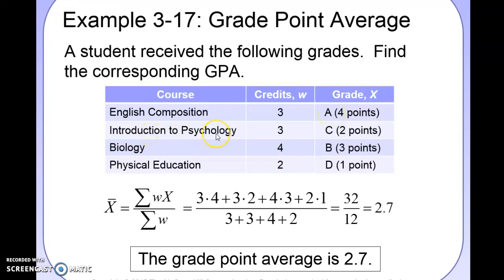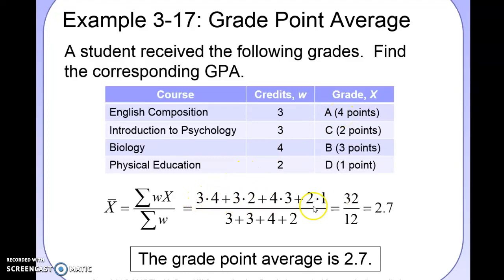Looking through the next one, you have a psychology class, 3 credits, receiving a C. That's worth 2 points. Biology class, 4 credit class, getting a B, which is 3 points. And physical education class, 2 credits, but getting a D in that one. To find the grade point average for this, we need to multiply the credits times the weight of that credit.